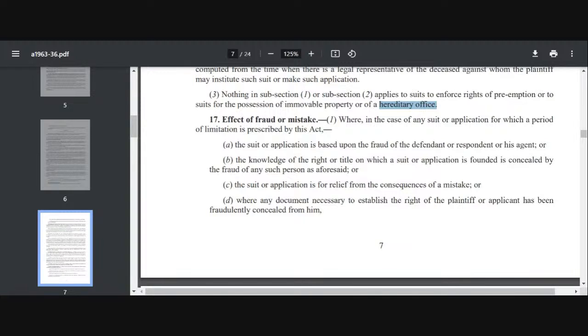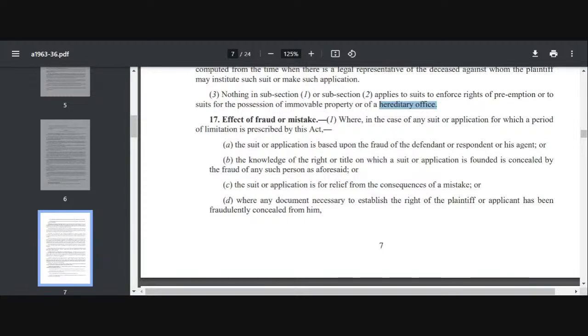Right? So if in case of any suit or application for which a period of limitation is prescribed and it is based upon fraud of the defendant or respondent or agent, or the knowledge of that right or title on which that suit or application is founded is concealed by some fraud or mistake, or if the suit or application is for relief from consequences of a mistake, or I need a document necessary to establish my right, but that is not with me, it is fraudulently concealed by some persons. Yes, Lakshita, very good. Fraud time can be excluded.